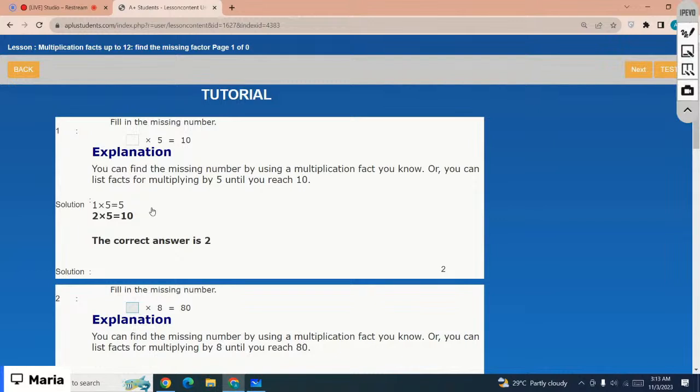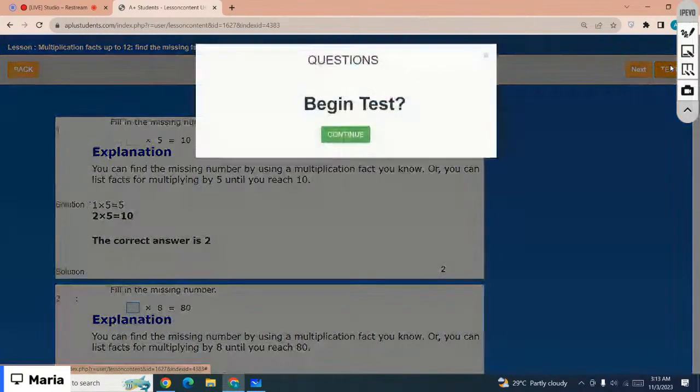You can count the table, right? You can count the table of 5 until you get 10. 5 times 1 is 5, 5 times 2 is 10. See, when I'm on 5 times 2, I get the answer 10. That means the correct option is 2. Okay, let's just start with the test questions.